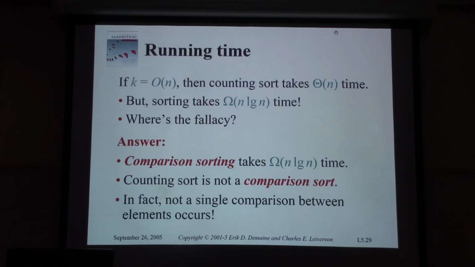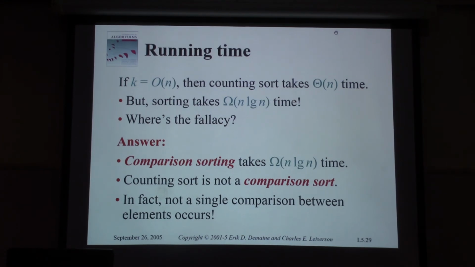No, but what does that really mean? What does it mean if k is big O of n? What's k? The maximum number of unique values, right? Okay. Then the counting sort takes theta n time. But we said sorting takes at least n log n time. So what's the problem? What's the fallacy?